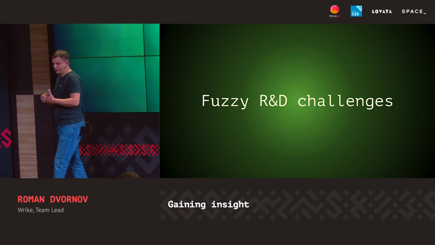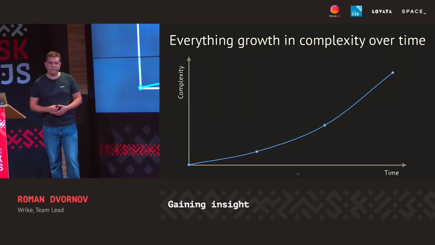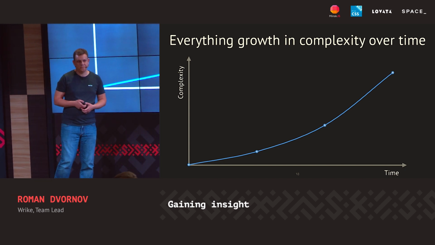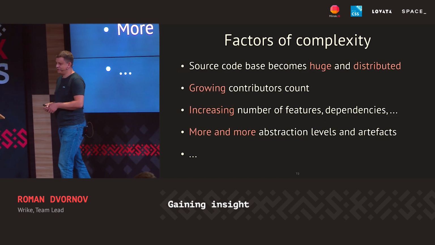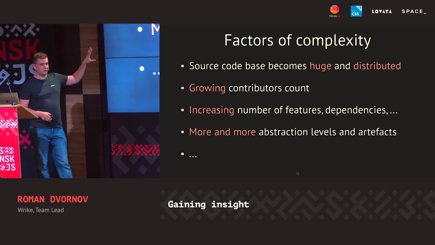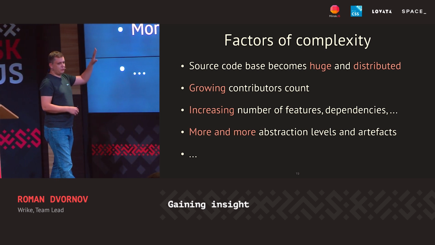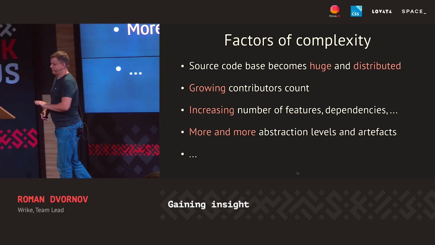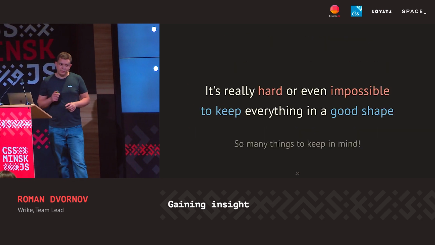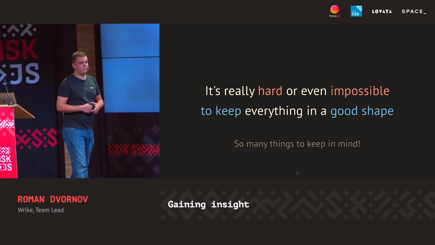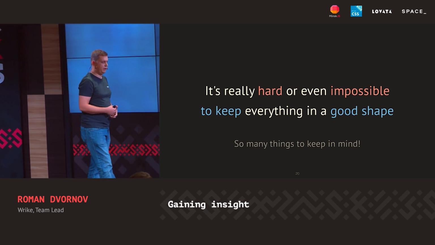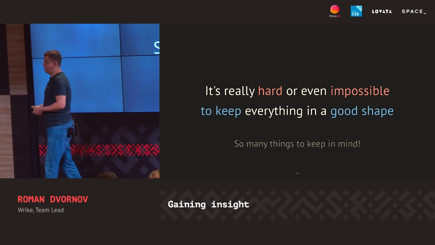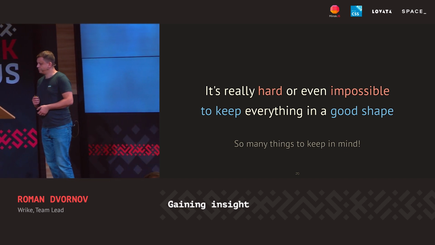And what changes here? As you know, everything grows in complexity over time. So there are many words, but I highlighted the most important of them. It's huge, distributed, growing, increasing. I think most of you face these problems. And it became really hard, or even impossible, to keep everything in good shape. All the time something goes wrong.